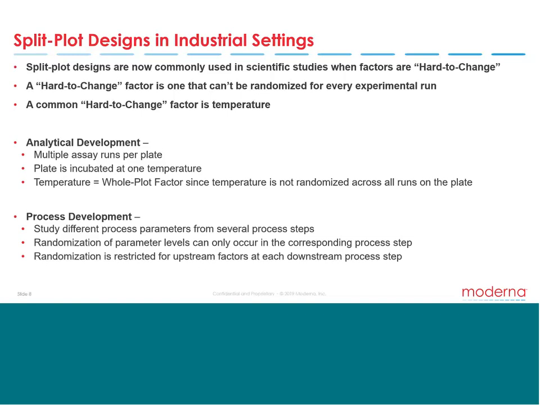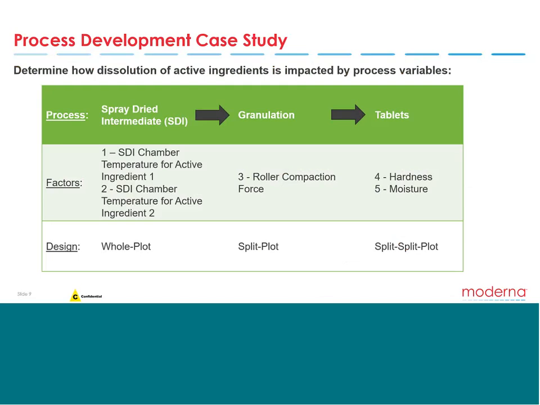Another example is in process development, where you might want to study different process parameters across multiple steps of a process. In this case, you can really only randomize the process parameters that are at the corresponding step. So what happens here is that your randomization ends up being restricted for your upstream factors at each downstream process step. And this process development example is what we're really going to get into in the case study to show how this would really work in practice.